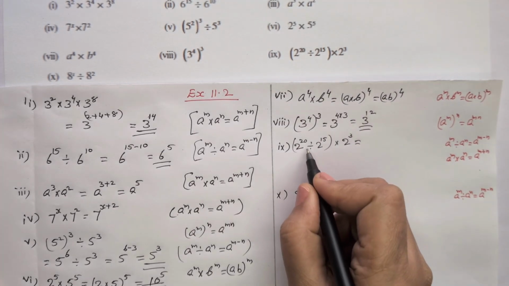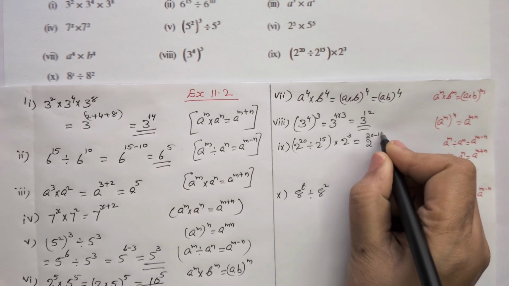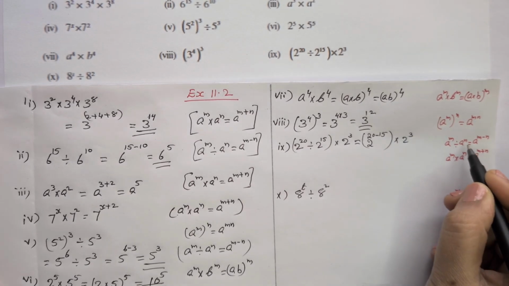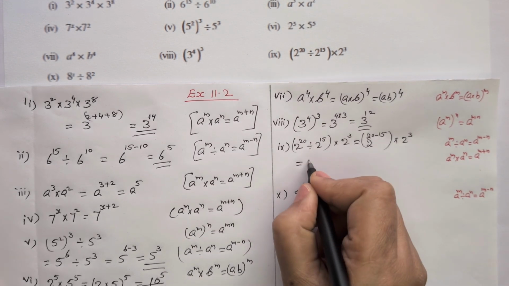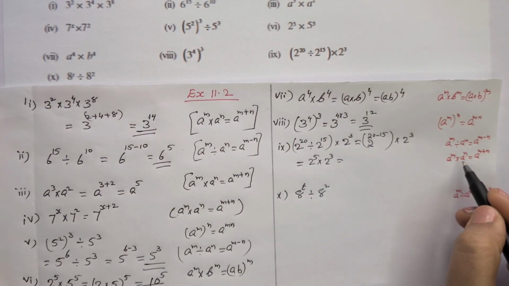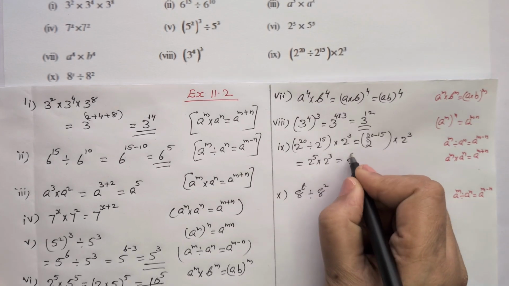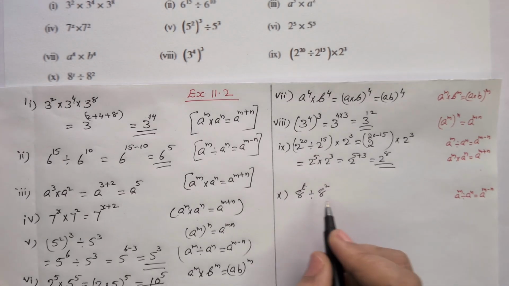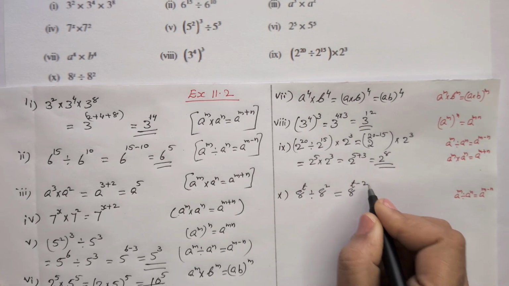Here first we have to solve inside the bracket. 2 raised to 20 minus 15, that into 2 cube. A raised to m divided by a raised to n is equal to a raised to m minus n. That means here 2 raised to 5 into 2 cube. Then using the multiplication with the same base and different powers, 2 raised to 5 plus 3 is equal to 2 raised to 8. Here 8 raised to t divided by 8 raised to 2, so division rule: 8 raised to t minus 2.